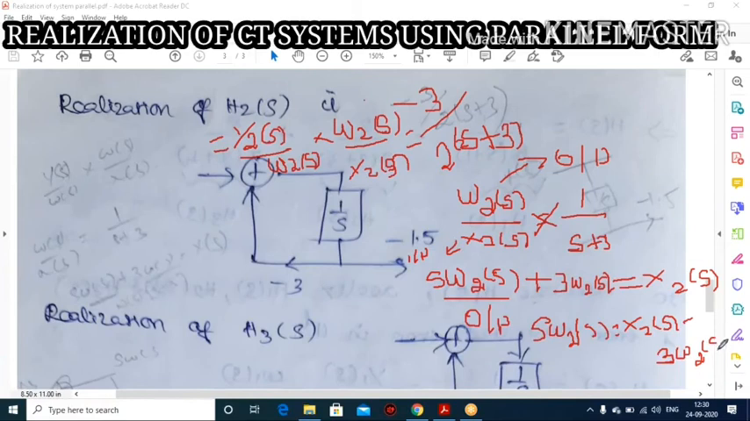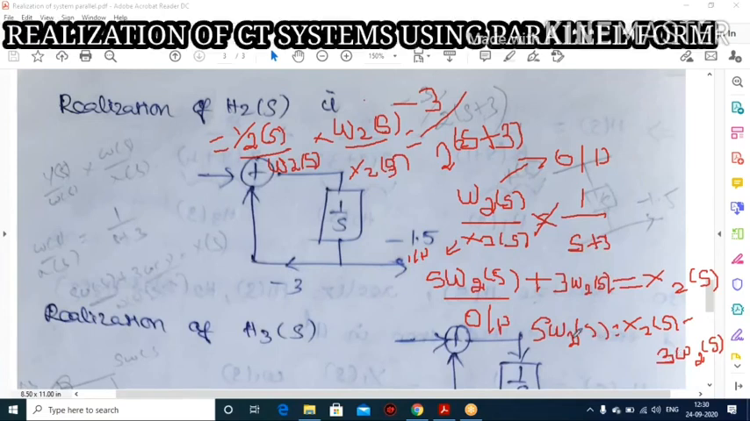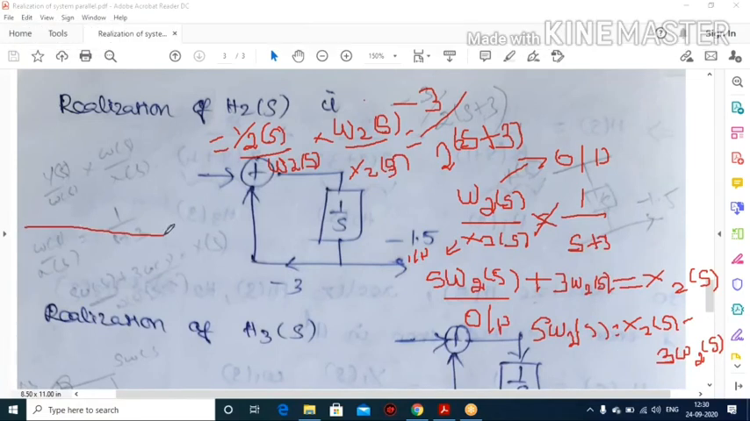Minus 3 into W2 of S. This is taken as equation number 1. Now we are going to realize this equation. How to realize this equation? Say first I draw one single straight line here.